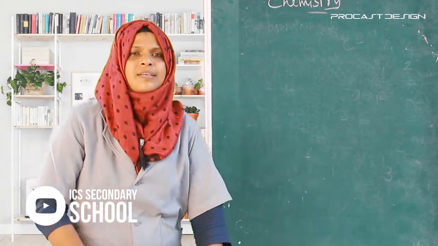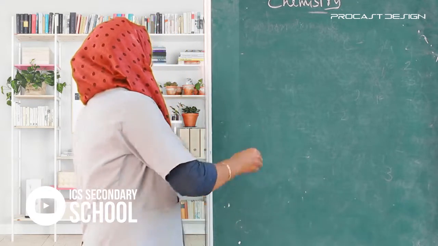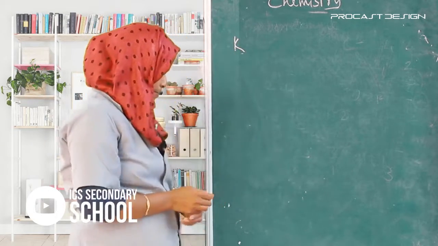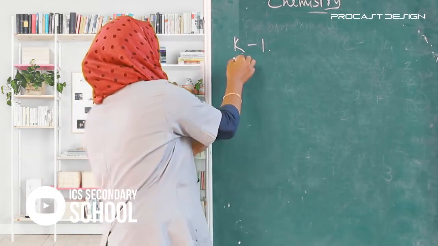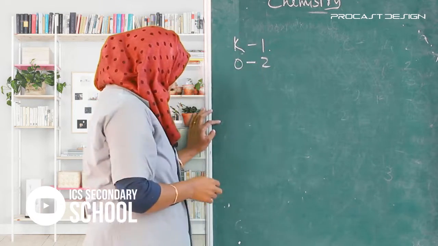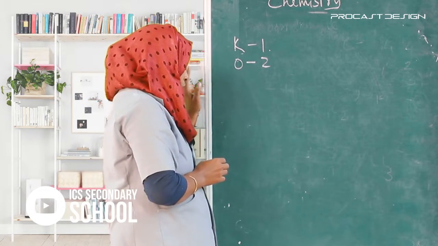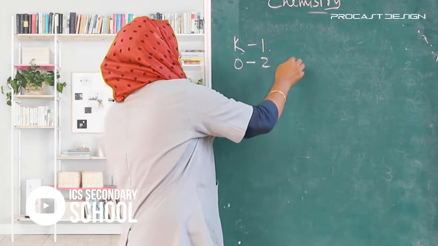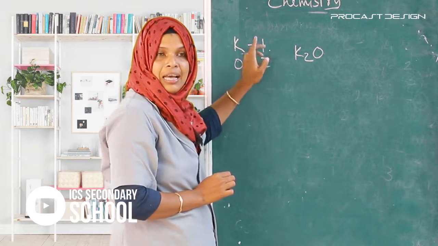First one, potassium, page number 39. Its symbol is K and its valency is 1. And oxygen, valency 2. The name of the compound is potassium oxide, and the chemical formula is K2O. Interchange the valency.